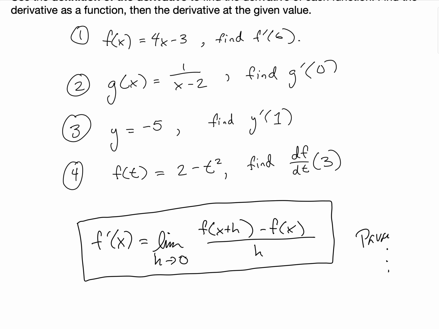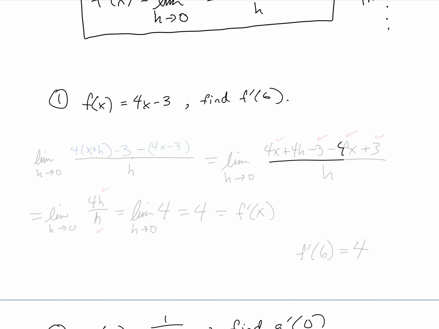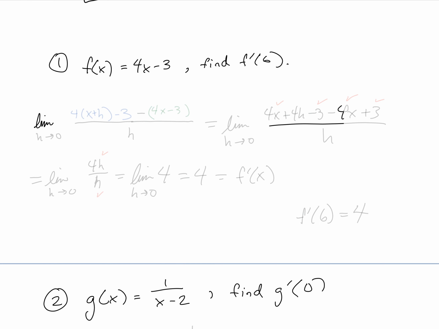Okay, in our first example, f of x is 4x minus 3. So we're taking the limit as h goes to 0 of 4 times x plus h minus 3 minus 4x minus 3. So the first part is f of x plus h minus f of x, all divided by h. Now we just need to simplify this.